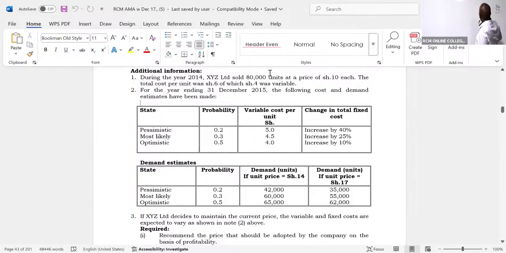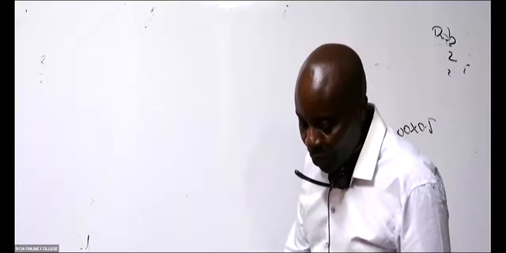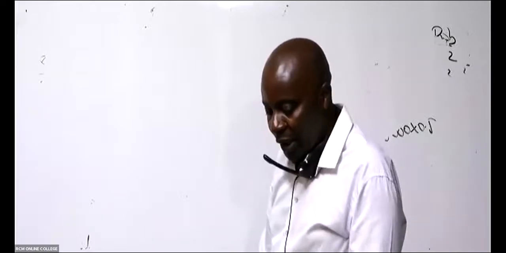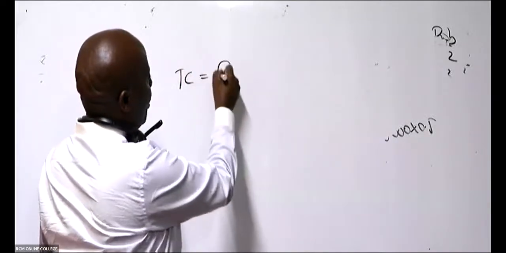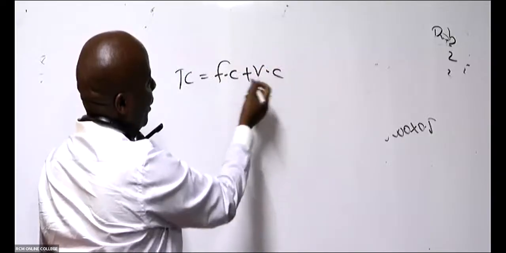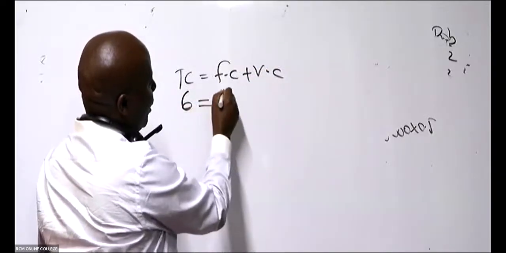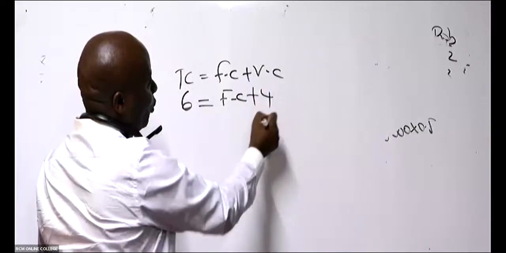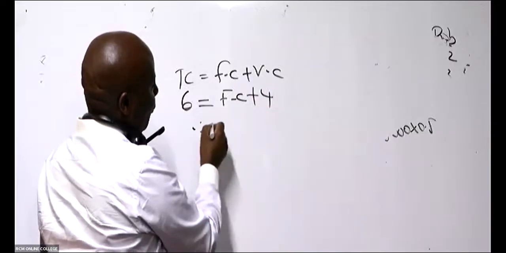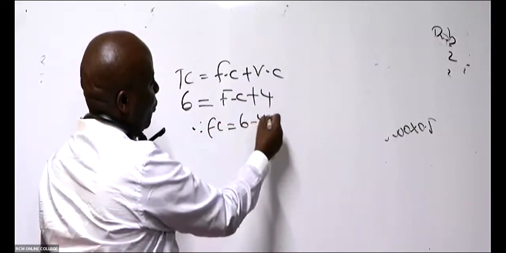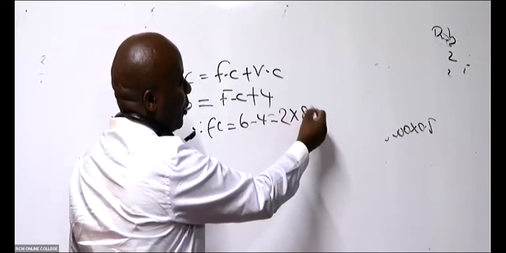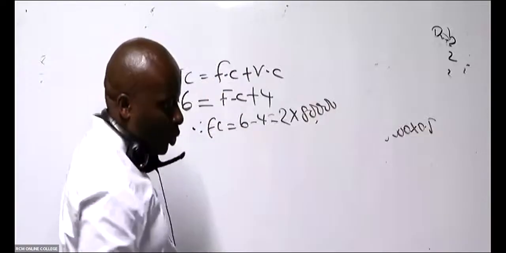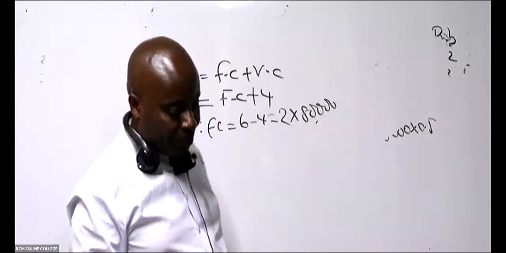Now, if you look at this, we know that our total cost is fixed cost plus variable cost, and the total cost is 6. Fixed cost we don't have. They have told us variable cost is 4. Therefore, fixed cost will be 6 minus 4, 2 per unit, times the current production to get total fixed cost. I hope that is helpful.